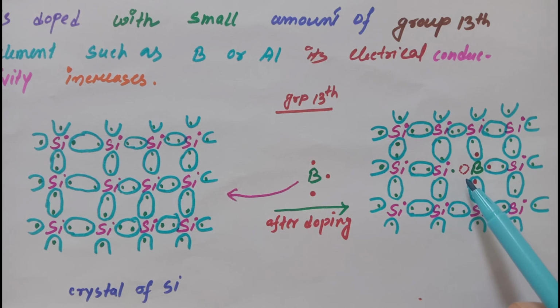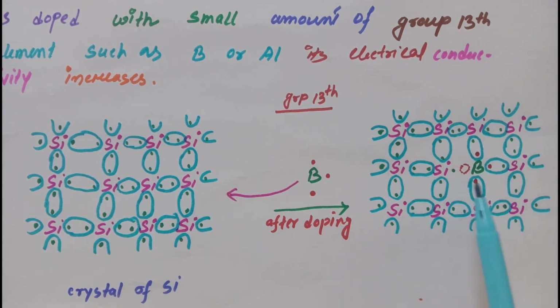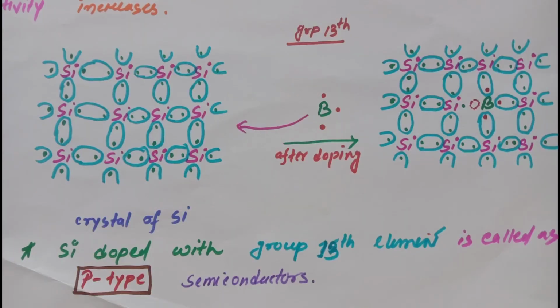To fill this vacancy, if an electron from the neighboring silicon atom jumps into this position, it will again create a hole in its original position. This hole is responsible for electrical conduction, and the resultant semiconductor is known as a p-type semiconductor, which generates an increase in positive charge. That is, silicon doped with a group 13 element is called a p-type semiconductor.